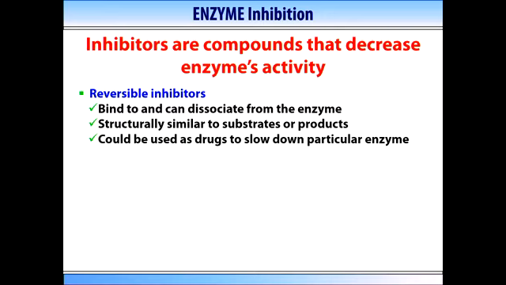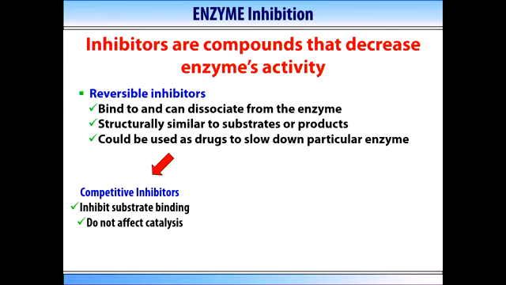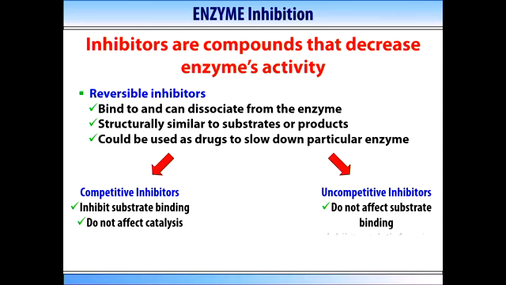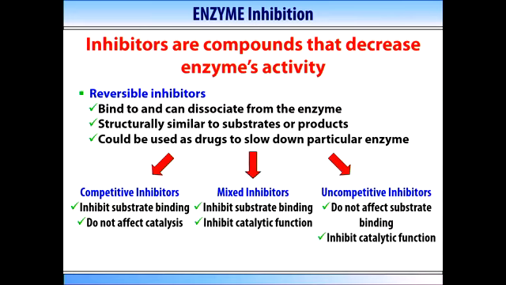However, when we want to talk about regulation inside a particular organism, we need to talk about reversible inhibition, which is already in its name, meaning that it can be on and off. So what are reversible inhibitors? They bind and can dissociate from the enzyme. They're structurally similar to substrates or products and can be used as drugs to slow down particular enzymes. So there are several types of reversible inhibitors: competitive inhibitors, uncompetitive inhibitors, and mixed inhibitors.